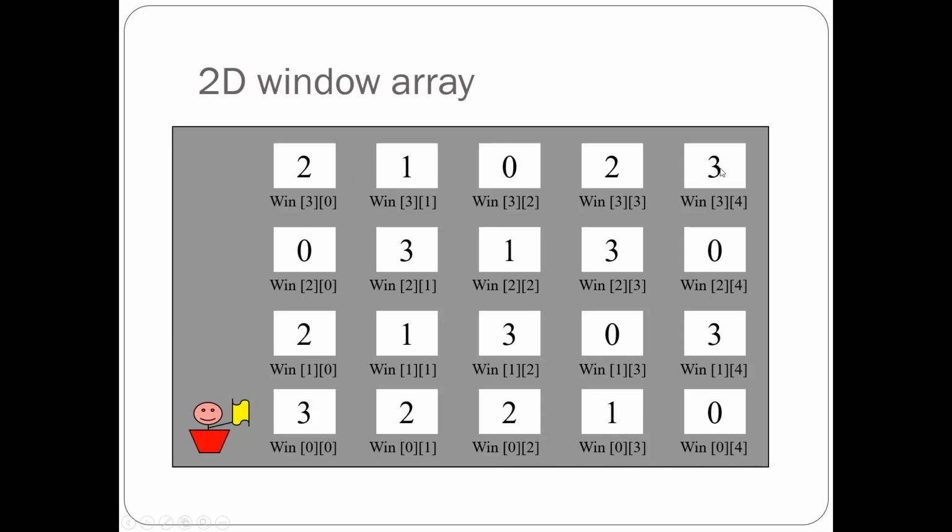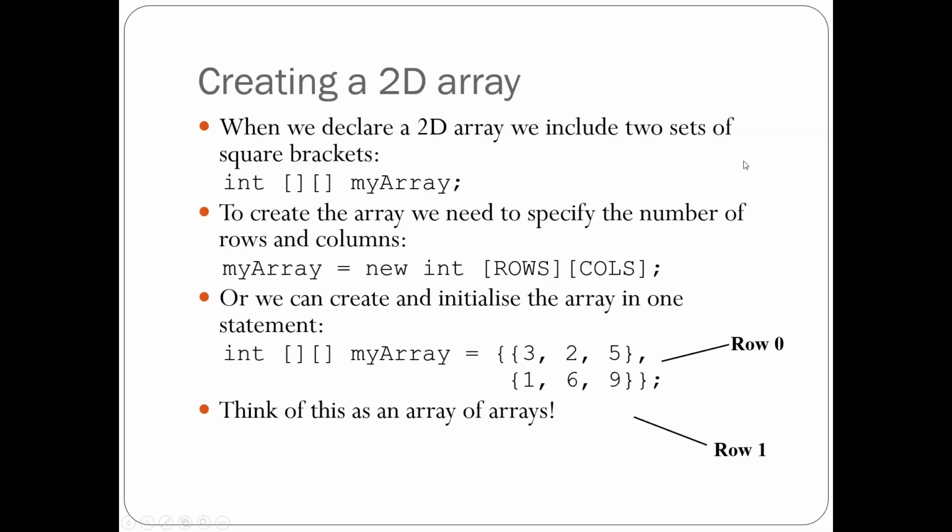Likewise, along the top, we're on floor 3. So it's floor 3, window 0, and for example, row 3, window 3. So creating a two-dimensional array isn't that much different to creating a one-dimensional array, but we just need to make sure that we deal with the rows as well as the columns.